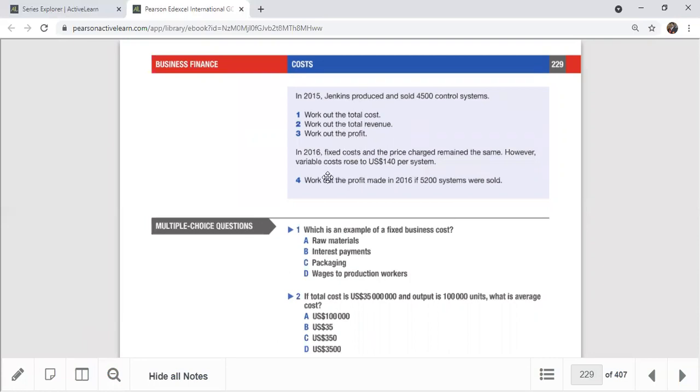And they give some other question. In fixed cost, the price charge remains the same. However, in 2016, the variable cost rose from 120 to 140 per system. Right, let's talk about this one. How to do this? Very important. This is a summary of this lesson.